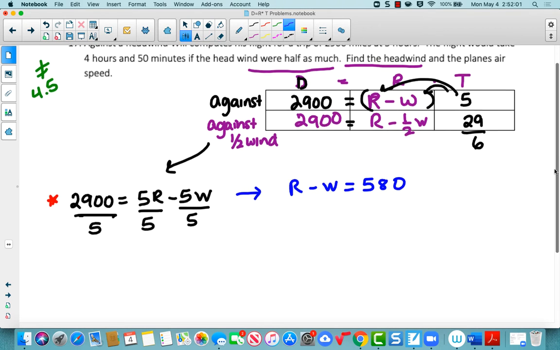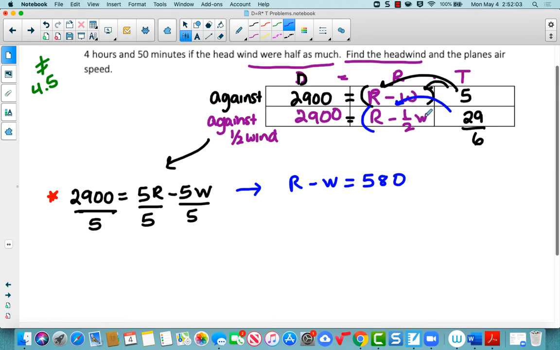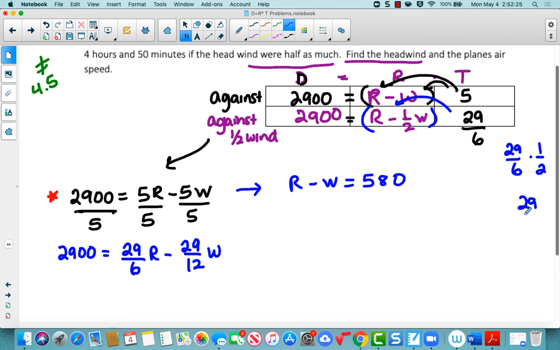All right, my second equation, if I do my distribute, this is where this one gets trickier. So I'm going to actually do 2,900 equals 29 over 6R minus 29 over 12W. Because 29 over 6 times 1/2 gives me 29 over 12. Okay, I want to make sure everybody saw how I was doing that. Well, this one's ugly. So you have a couple of options here, okay?